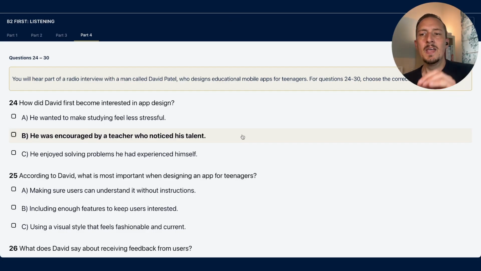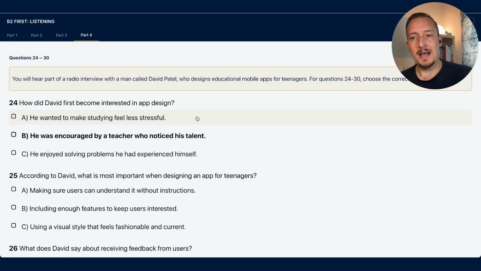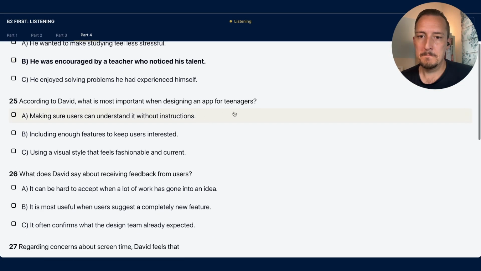So he says his tutor said, "You know, people do this for a living," talking about something that he made. And that's when he said he first started thinking about it as a career. So the correct answer for 24 is B. He doesn't say he made a revision guide because he wanted to make studying feel less stressful, or that that was the reason he was interested in app design. Again, he talks about solving problems, but it's not the main reason he became interested. So 24 is B.